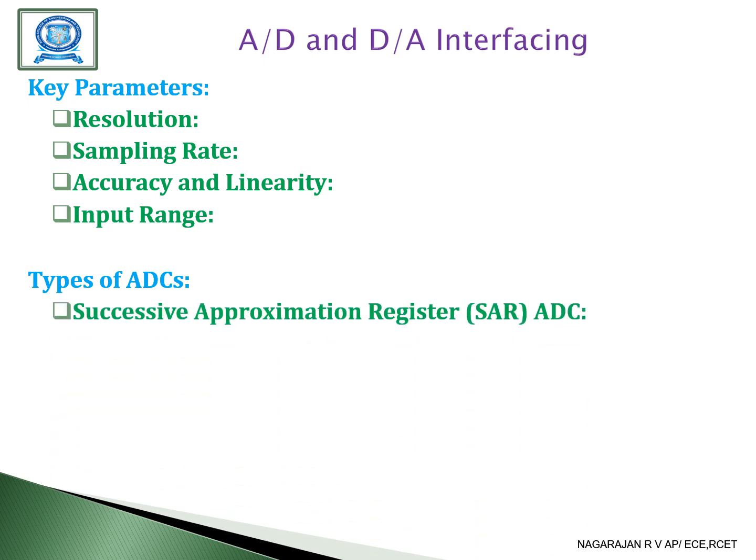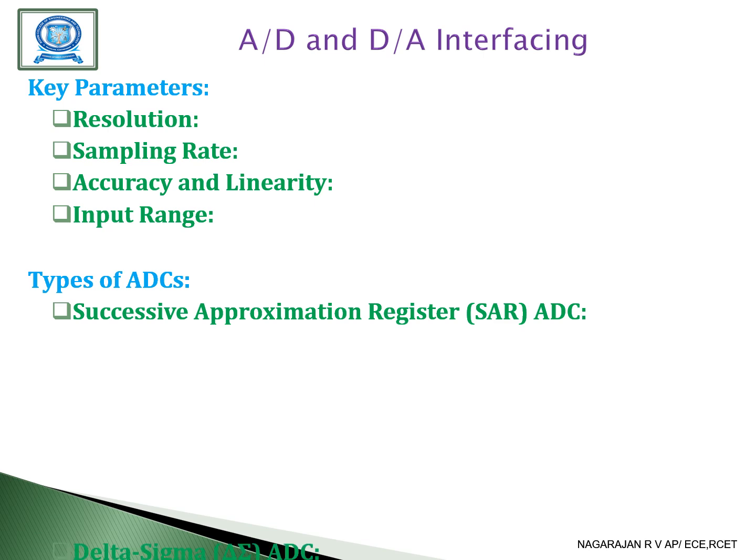First type is a successive approximation register, a SAR ADC. It uses a binary search algorithm to converge on the input signal. SAR ADCs are commonly used due to their good balance between speed, accuracy and power consumption.